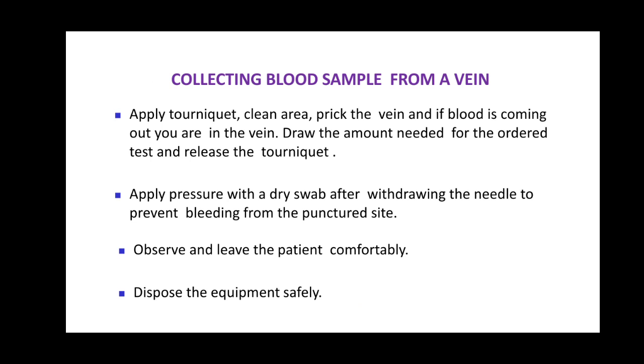So after this, the collection of a sample from a vein: the process while collecting will be to apply the tourniquet, clean the area, prick the vein, and if blood is coming out, you are in the vein. So we'll come to know the site of a vein, and draw the amount needed for the ordered test and then release the tourniquet. Apply pressure with the dry swab after withdrawing the needle to prevent bleeding from the punctured site. Observe and leave the patient comfortably, and dispose of the equipment safely. So these are the procedures while collecting the sample.